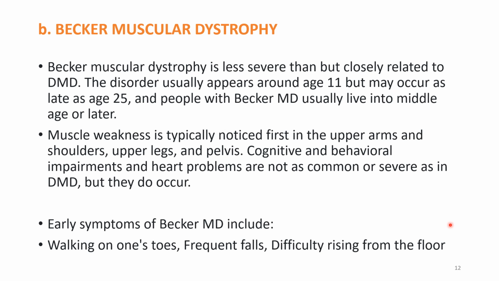Gowers' sign is classically seen in Duchenne muscular dystrophy, where it is evident at 4 to 6 years, whereas in BMD, that is Becker muscular dystrophy, it is evident between 10 to 11 years.